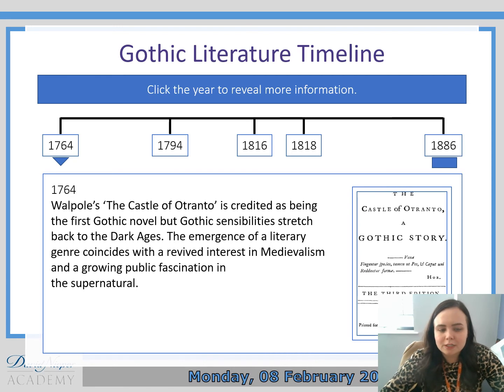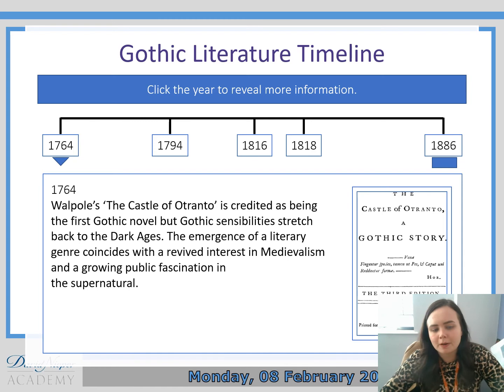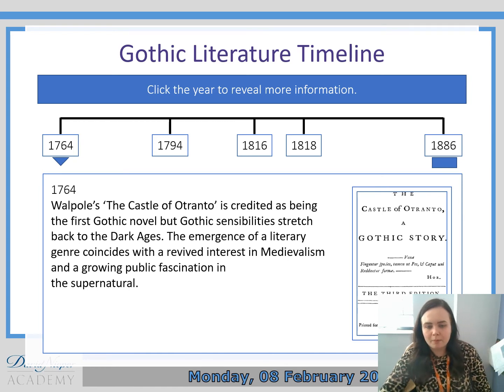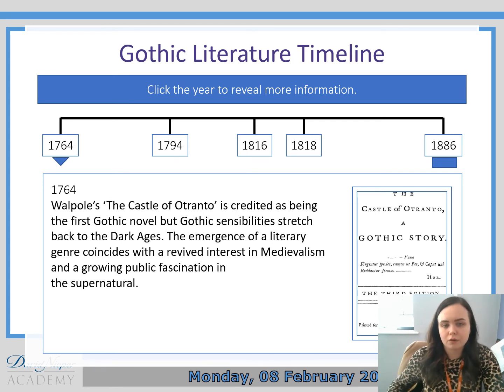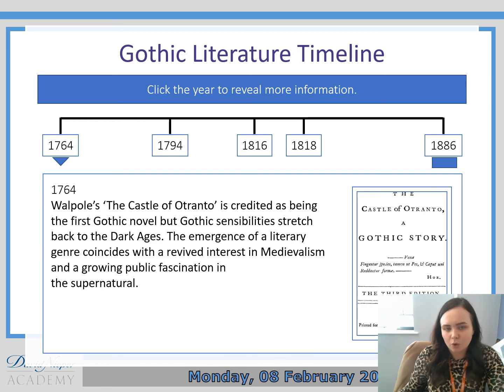So the emergence of a literary genre coincides with a revived interest in medievalism and a growing public fascination with the supernatural. People during this period were becoming more interested in the past and what life was like then, but they also were starting to think about whether the supernatural was real or would have any implications on life. That came through in Gothic literature, this exploration of the past but also the supernatural. So The Castle of Otranto was the first recorded Gothic novel, in 1764.